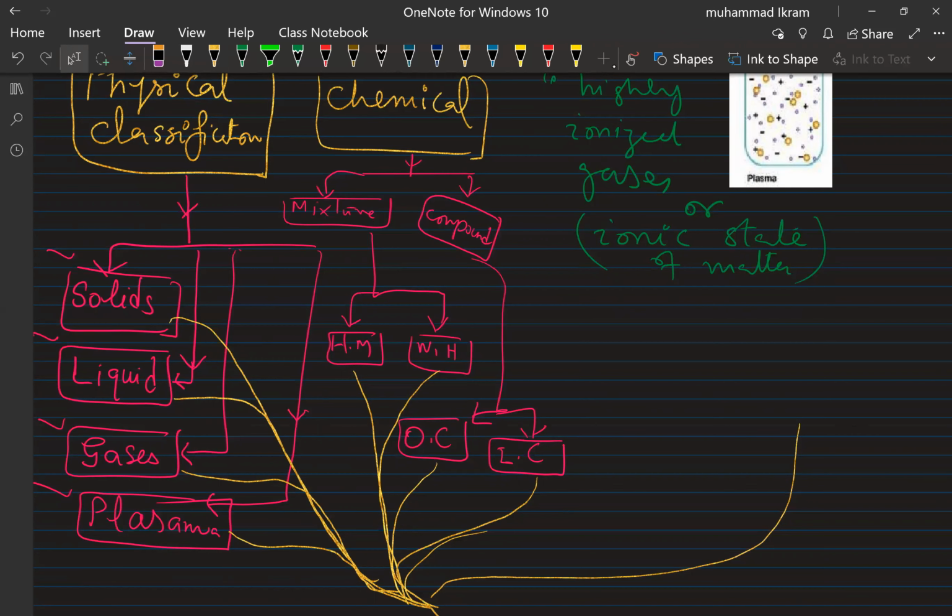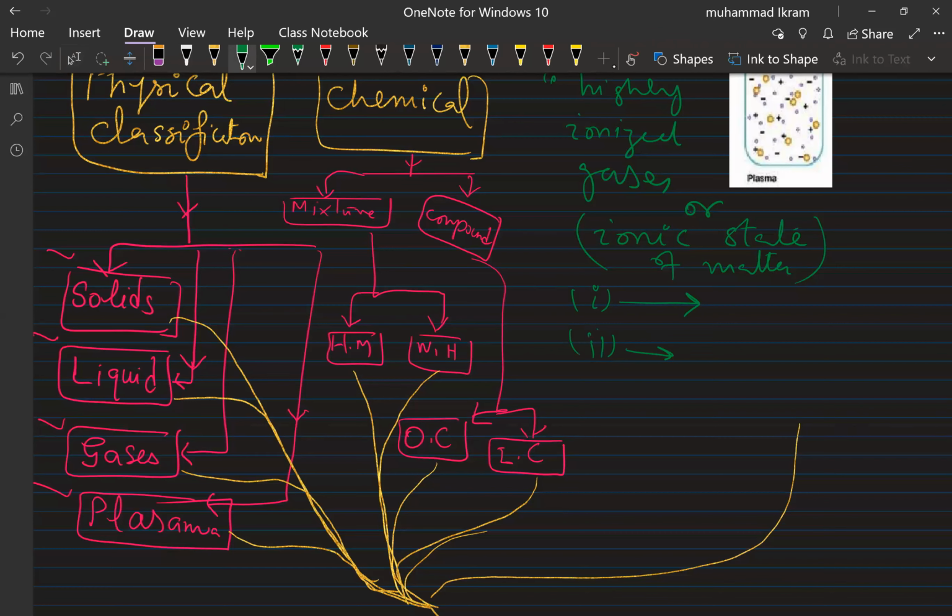Most of the matter found in the universe is actually in the plasma state. For example, in stars like the sun, the gases exist in the ionic state. So plasma, as I told you, is a highly conducting state of matter, and it allows the flow of electricity, right? We can obtain plasma in two ways, okay?